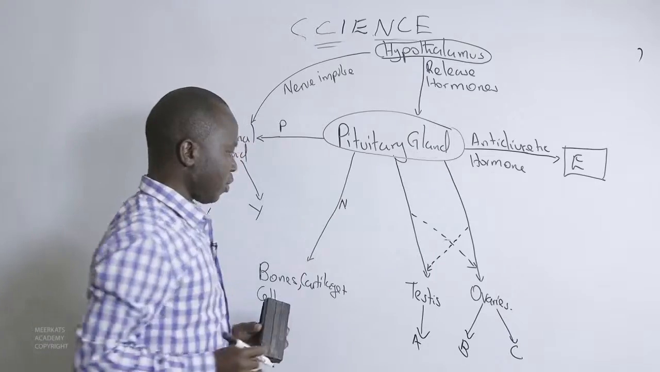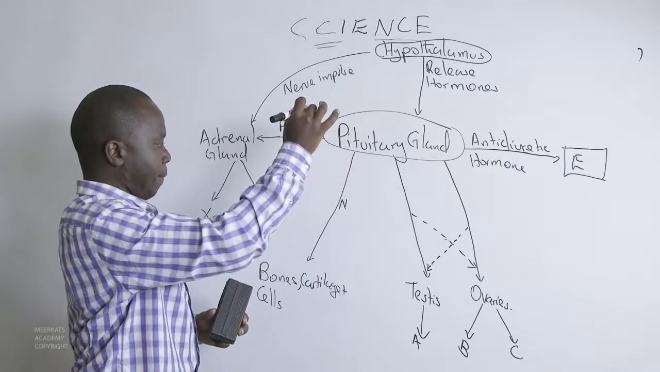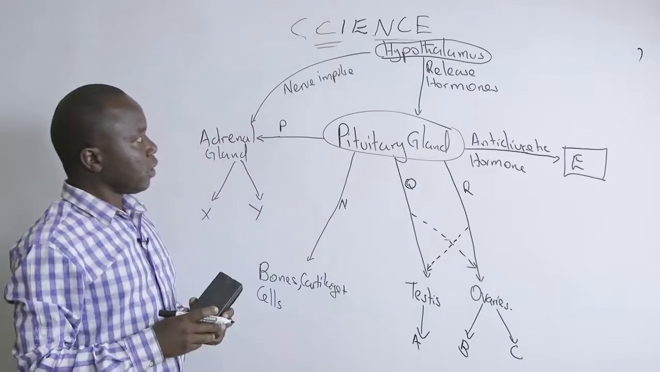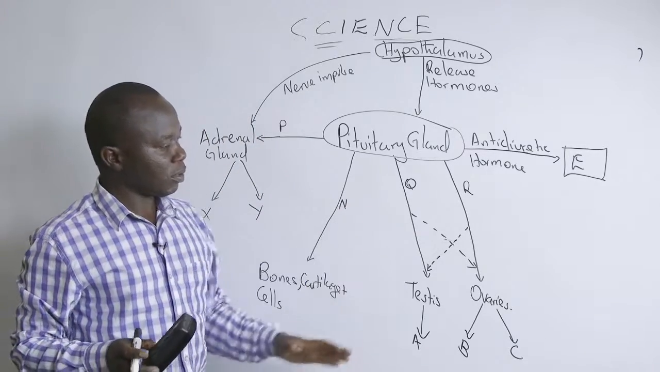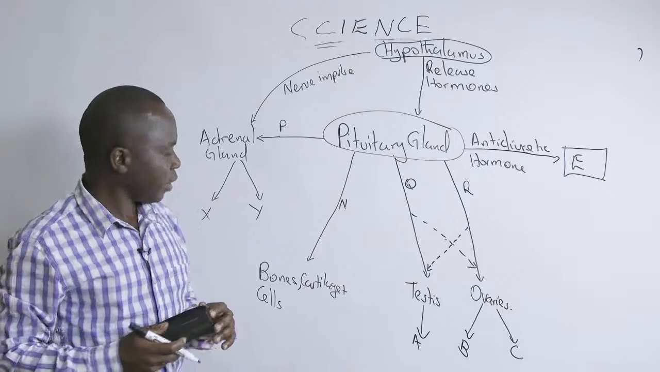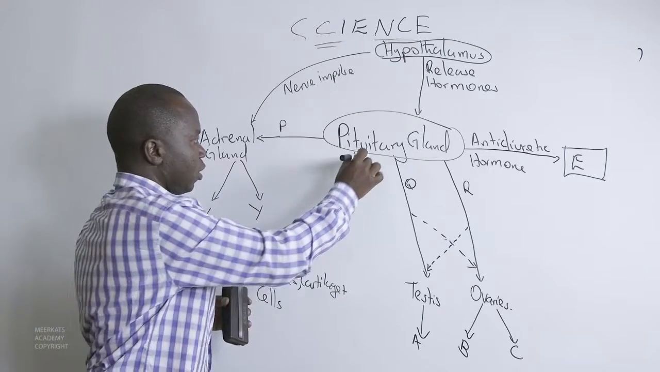So we have another hormone, two hormones, Q and R. I want us to go through this and label the hormones where we have the structure that should be labeled. There is one I've not shown.